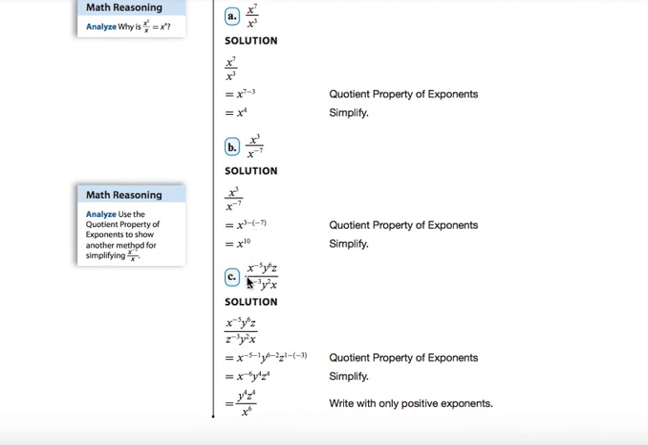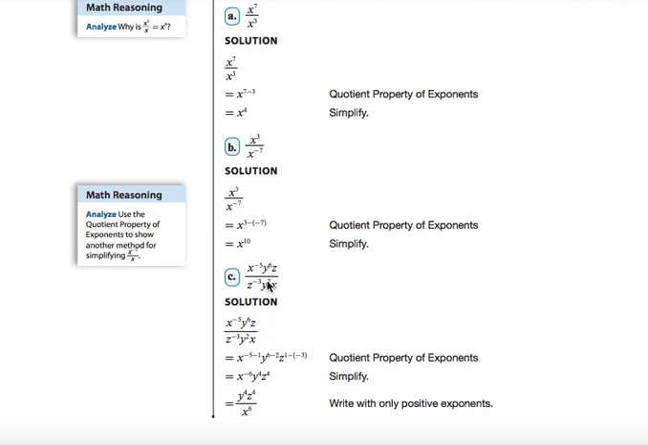Letter C says x to the negative 5th, y to the 6th, z over z to the negative 3rd, y squared, and x. Anytime you have all of these items that line up that are the same base, x, y, and z in the numerator and denominator, you've got to simplify those first. The first thing that it asks us to do is use the quotient property of exponents to do the subtraction between those items, and then you can simplify those. So you've got x to the negative 5th in the numerator, and you've got x to the first in the denominator, so it's x to negative 5 minus 1, which is going to give you negative 6.